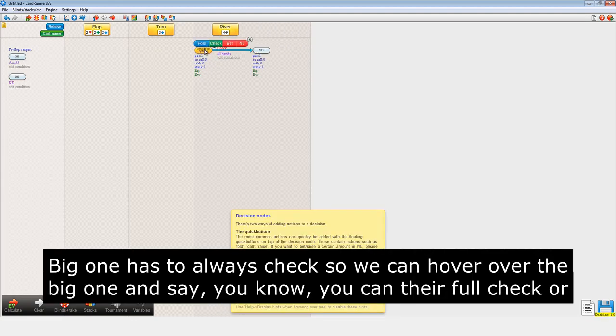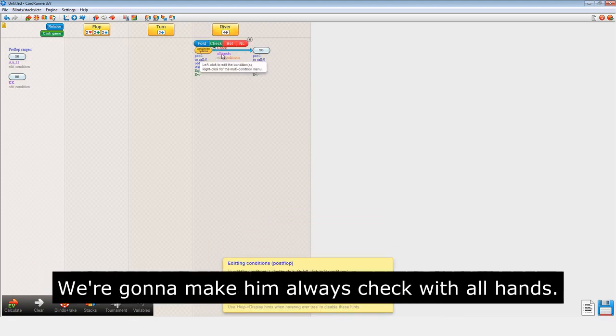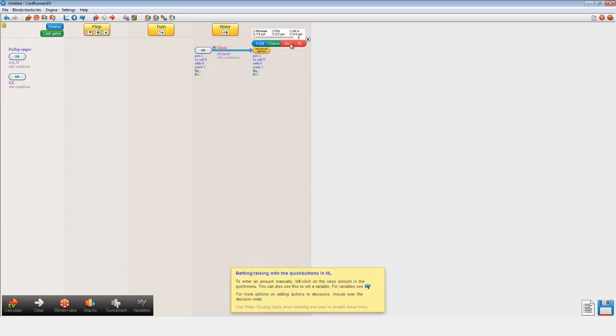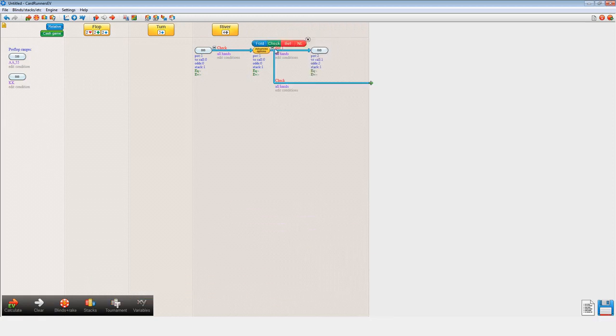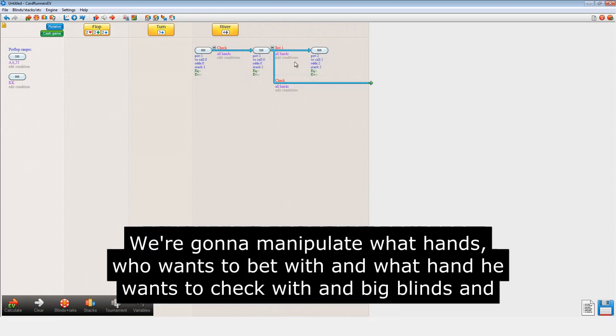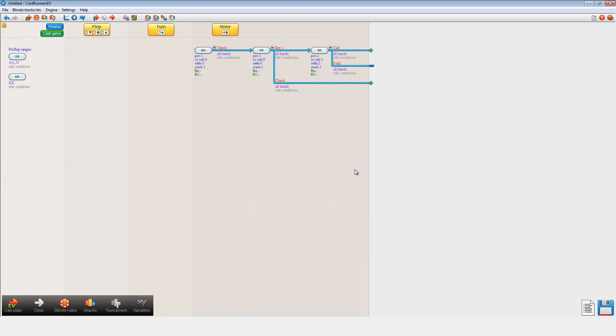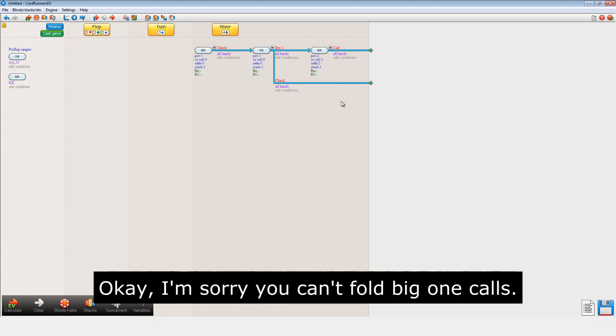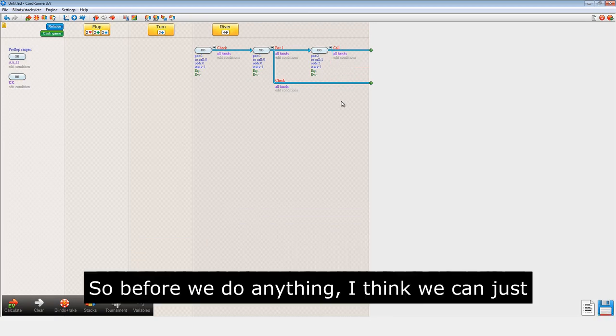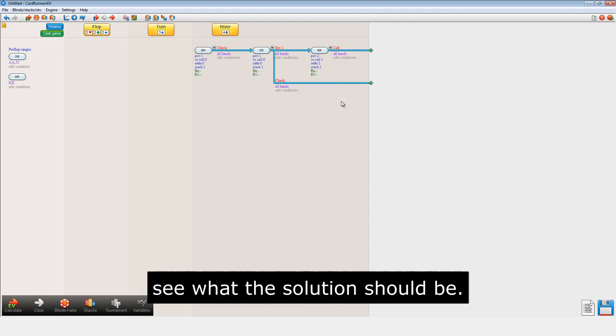Big blind has to always check. So we can hover over the big blind and say he can either fold, check, or bet. In this case, we're going to make him always check with all hands. Small blind can bet the pot or check behind. We're going to manipulate what hands he wants to bet with and what hands he wants to check with. And big blind can call or fold. Or sorry, he can't fold. Big blind calls.